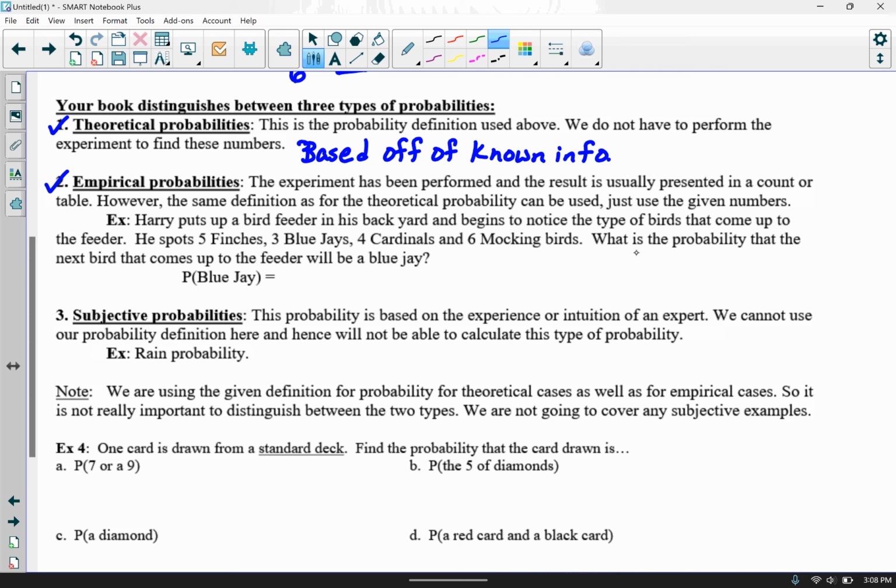Now, what we're asking you to do is find the probability that the next bird that comes up to the feeder will be a blue jay. So we base our probability off of what's already been seen. How many blue jays have come up to his feeder? We agree that'd be 3 out of the total number of birds that have come up to his feeder.